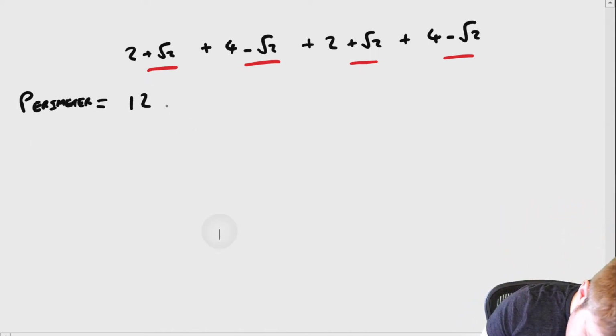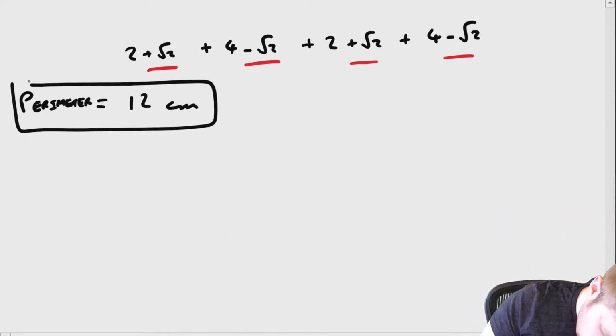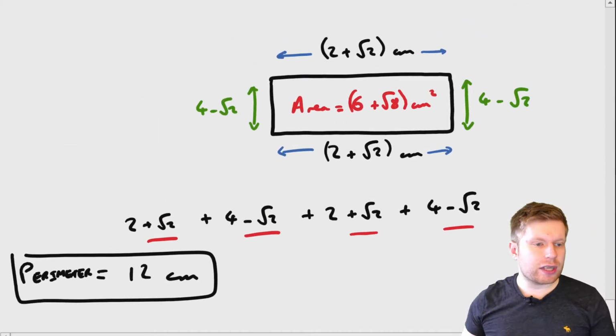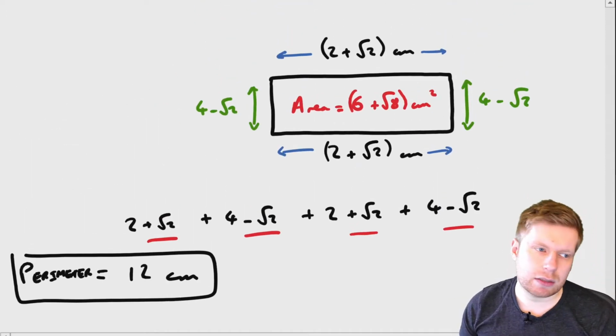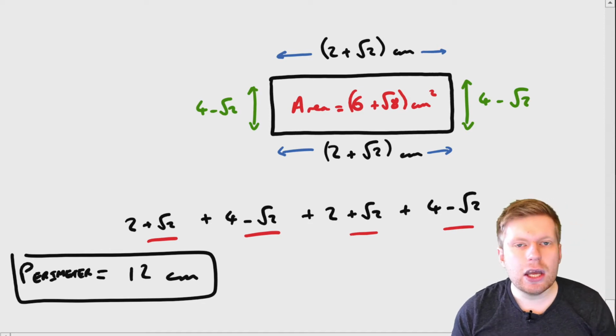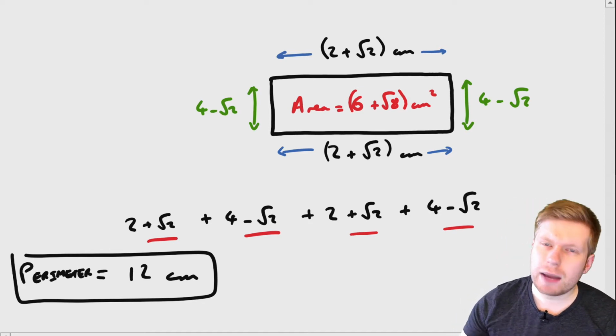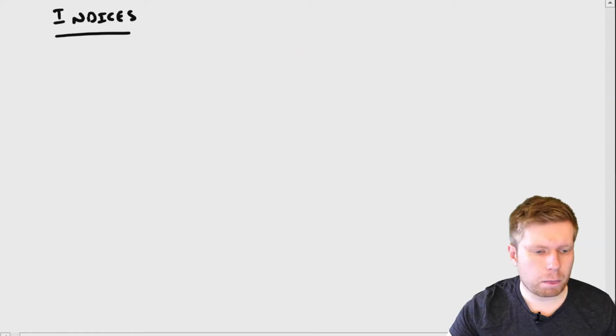Make sure you put the units in. So in this case we're talking about centimetres. How do I know it's centimetres? Well, because all of my lengths and also the area of my shape were also given in centimetres as well. Okay, so the perimeter of my shape here should be 12 centimetres. Okay, so hopefully that makes sense.